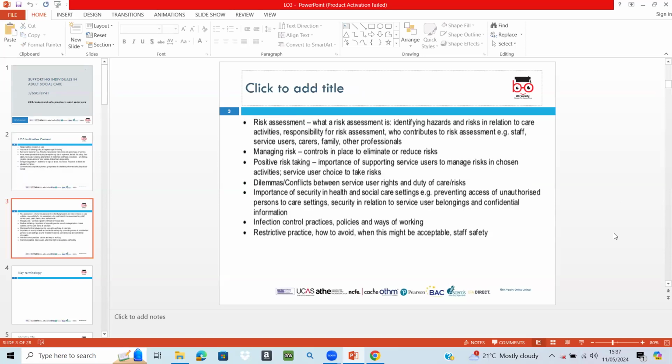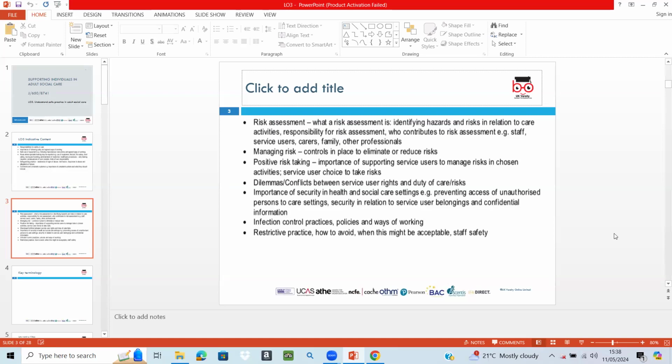Right, a few other points we need to discuss as well, which include risk assessment and what a risk assessment is, identifying hazards and risks in relation to care activities, and responsibilities for risk assessment. Who contributes to risk assessment? For example, staff, service users, carers, family, and other professionals. We discussed this in our previous lectures as well, like multidisciplinary or interdisciplinary teamwork.